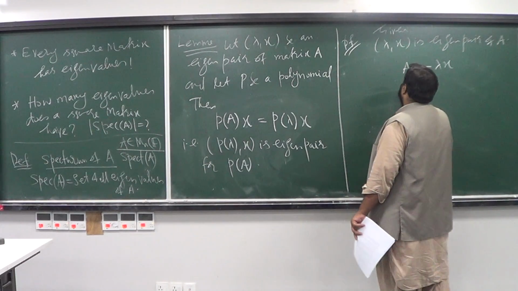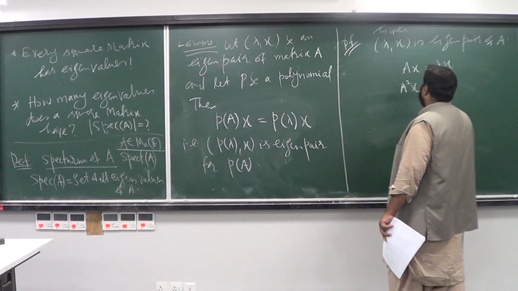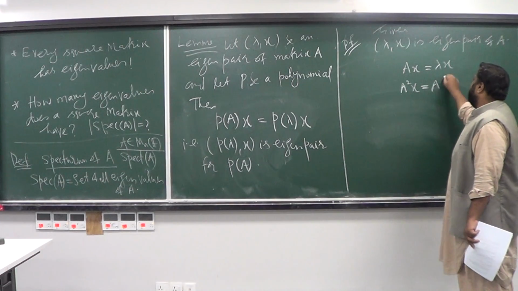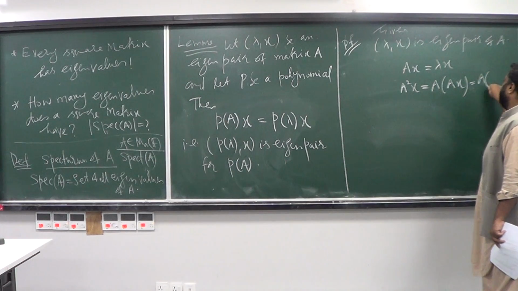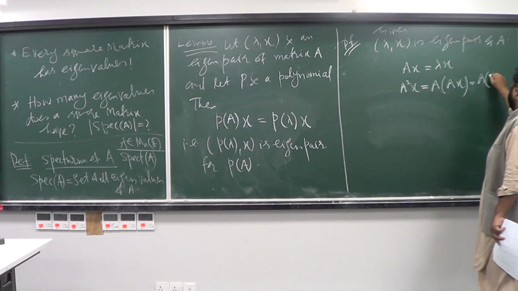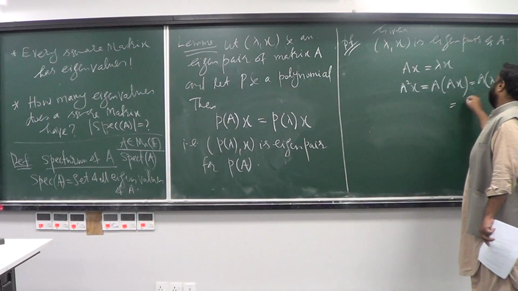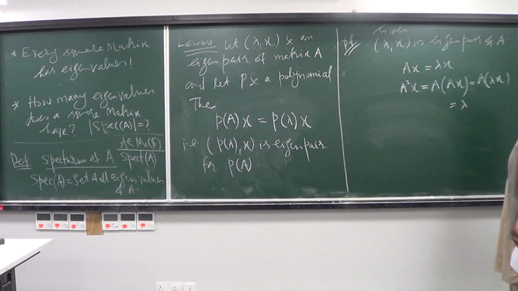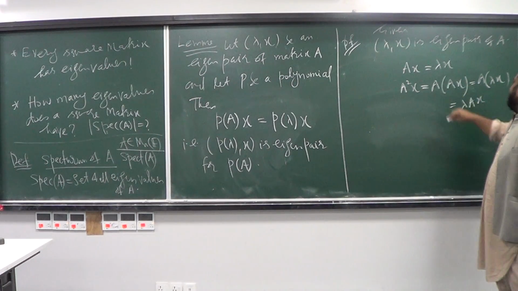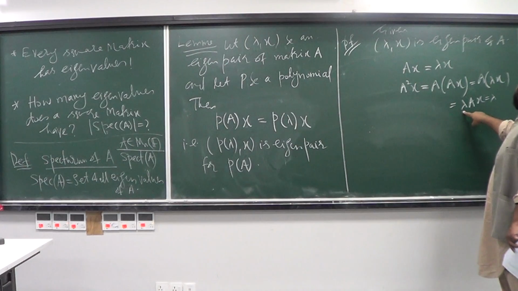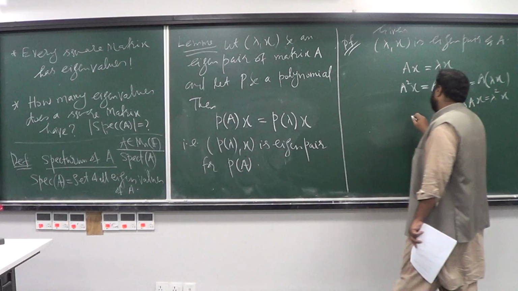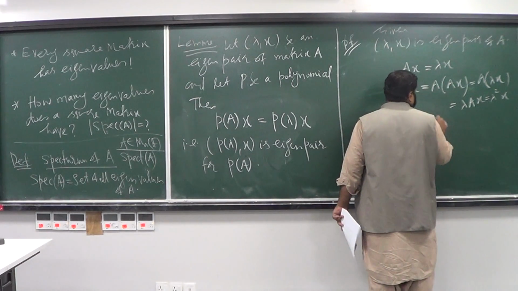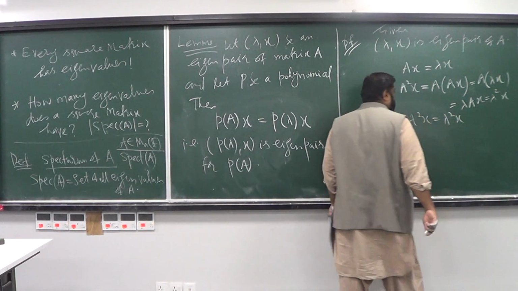How about if I compute, say, A square x? So A square x is obviously going to be A operated onto Ax, and A operated onto Ax is going to be A operated onto lambda x. Lambda is a scalar, so you can pull it out. So you're going to get lambda Ax. And Ax is again lambda x, so you're going to get lambda multiplied by lambda, so lambda square x. Okay, that is, if you compute A square x, you're going to get lambda square x.